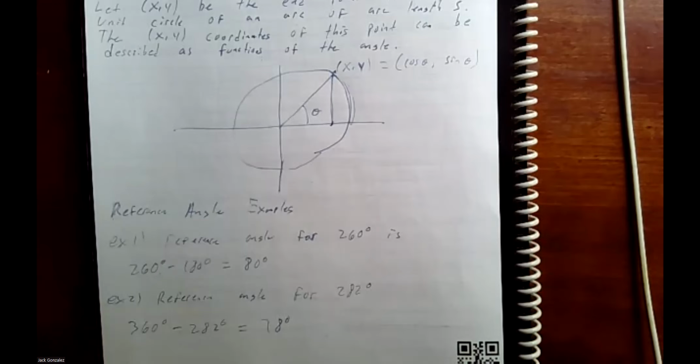That's pretty much it for section 5.2. So can you use the unit circle, right? Can you tell what quadrant the angles are in? And can you find reference angles? That's it.